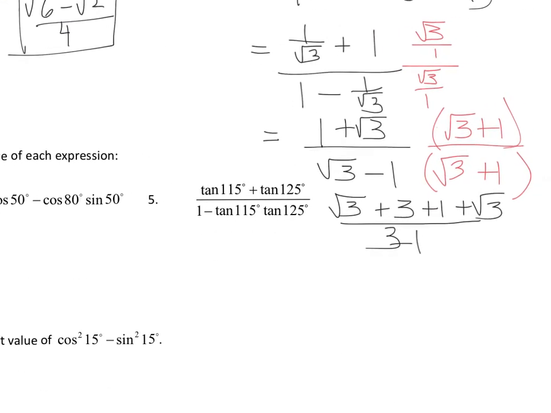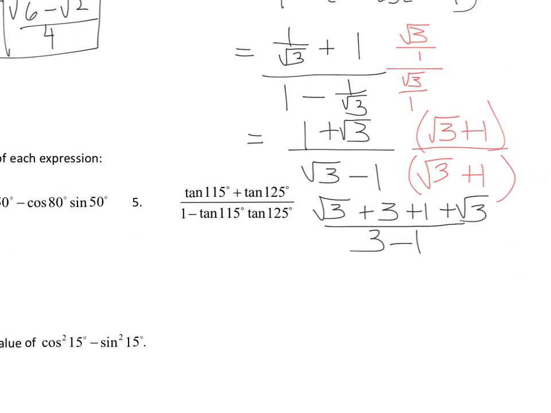Simplifying further in the numerator, we have like terms of root 3 plus root 3 is plus 2 root 3. I'm going to put that term second. It's fine if you put it first or second. And then you also have the like terms of 3 plus 1, which gives you 4. And in the denominator, you have a 3 minus 1, which gives you 2.